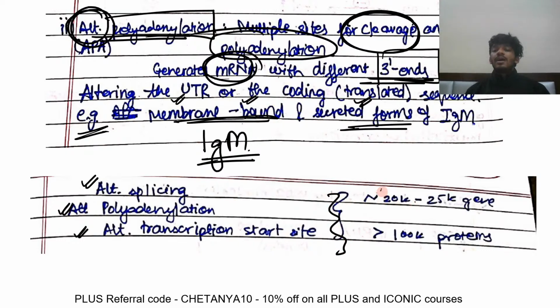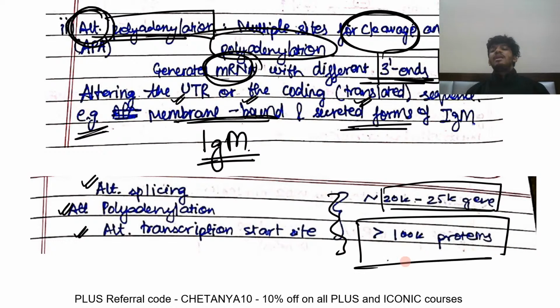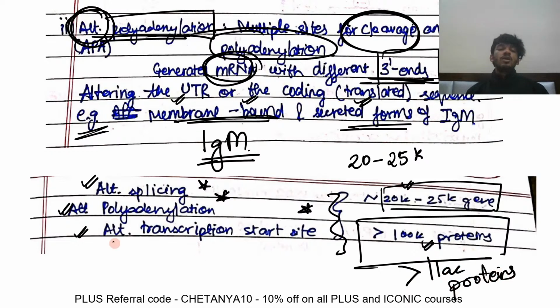So alternative splicing, alternative polyadenylation, and alternative start of transcription site, this is one of the ways in which, using around 20,000 to 25,000 genes, you are producing more than 1 lakh proteins. These are the various mechanisms responsible for producing this protein diversity from a lesser amount of gene diversity. That is because of these post-transcriptional modifications. They're very important.